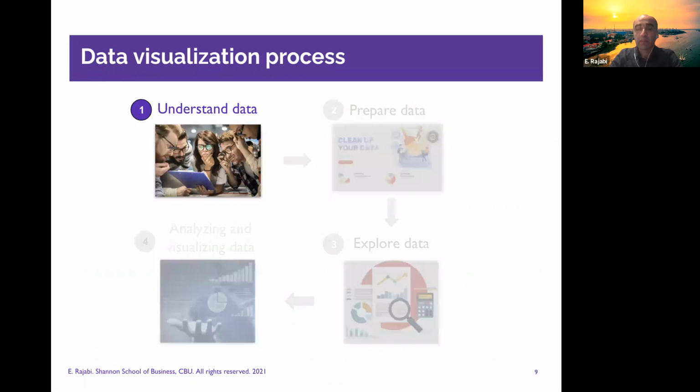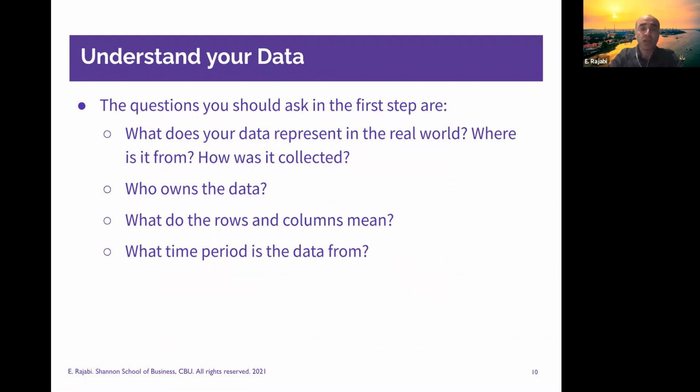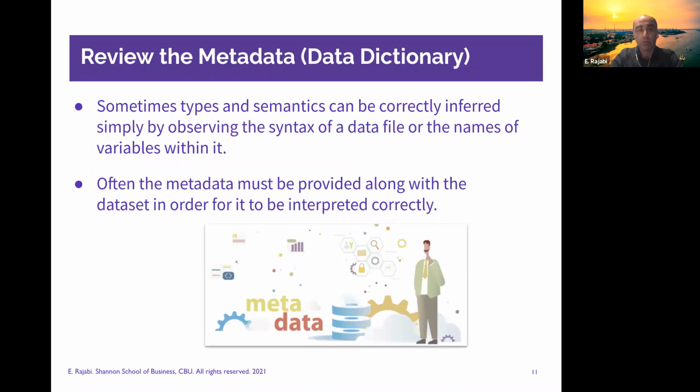The first step, we have to understand data before visualizing. The question that you should ask at the first step is, what does your data represent in the real world? Who owns the data? What do the rows and columns of your data mean? And what time period is the data from? These are the basic questions that you should ask when you have the data or you collect the data from everywhere. Basically, we have metadata or data dictionary with the data.